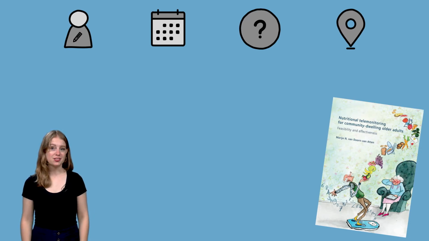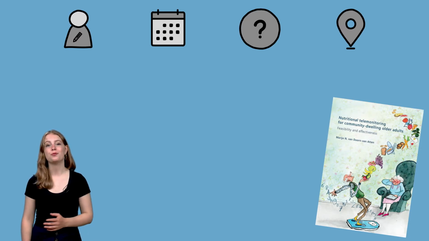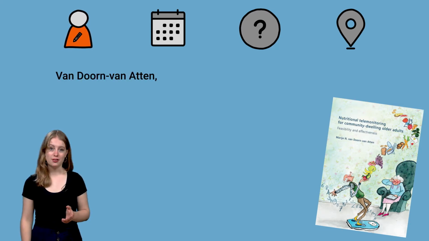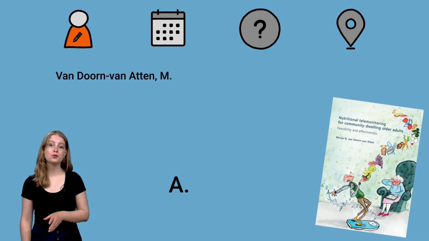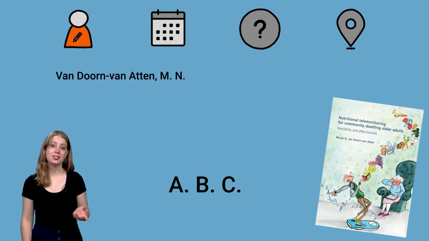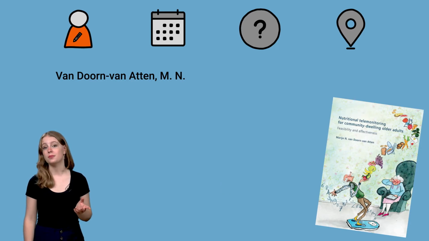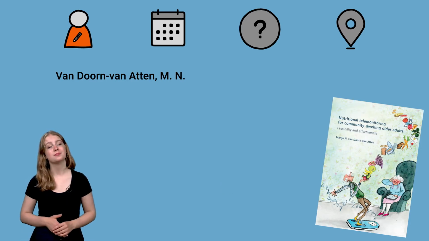Let's have a look at an example of a print edition. The first part is who. First, mention the last name of the author, followed by the first initial of the first name. If the author has several initials, insert a full stop and a space after each initial. In this example, the thesis has only 1 author.